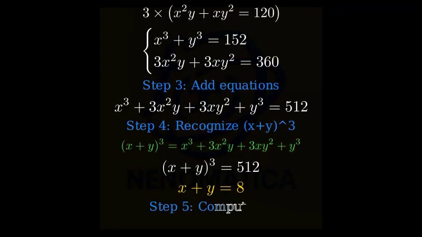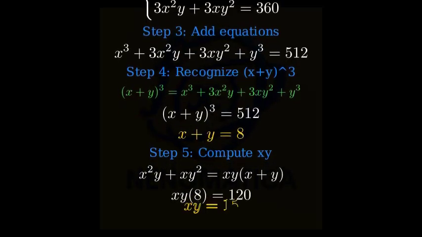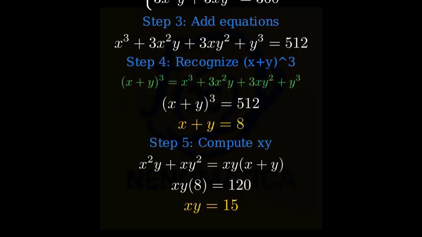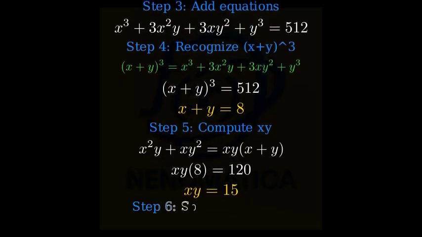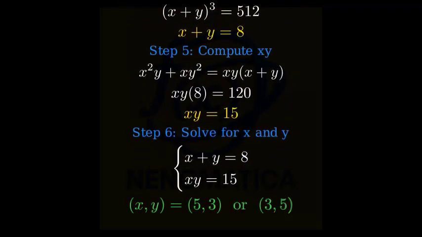Step 5. Use the second equation to find the product xy. Factor x squared y plus xy squared as xy times (x plus y). Then substitute x plus y equals 8. So xy times 8 equals 120, which gives xy equals 15. Step 6. Solve the symmetric pair x plus y equals 8 and xy equals 15. The numbers whose sum is 8 and product 15 are 5 and 3. Therefore, the ordered pairs are (5, 3) or (3, 5).